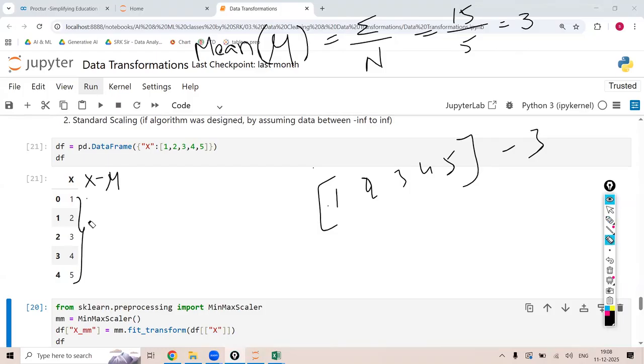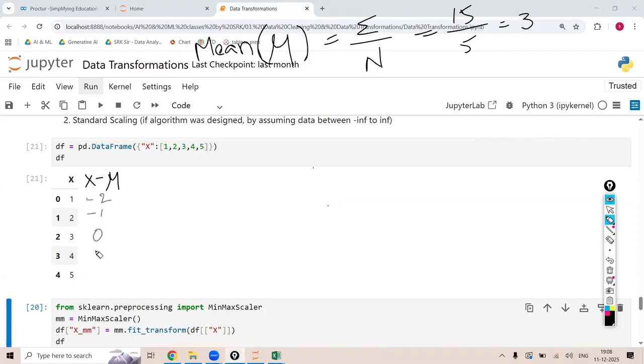1D minus a single number. When I'm subtracting one number, I get the output like this: minus 2, minus 1, 0, 1, 2. This is x minus mu. Now I'm going to calculate x minus mu whole square. What is meant by whole square? Minus 2 squared is 4, 1, 0, 1, 4.